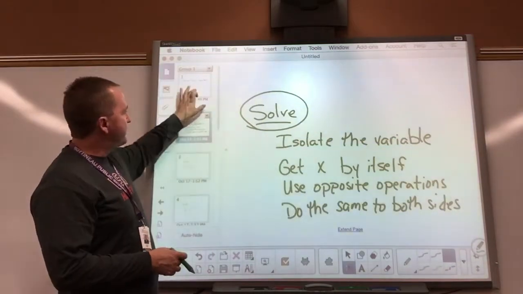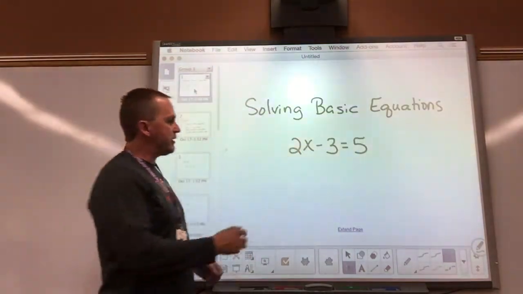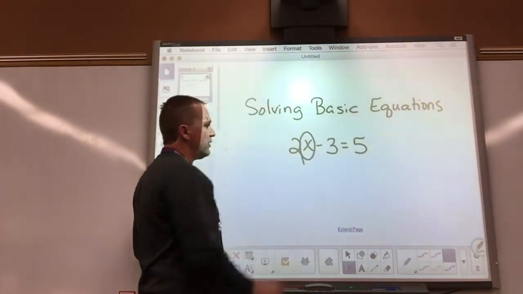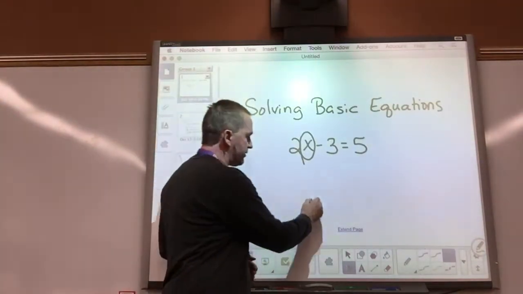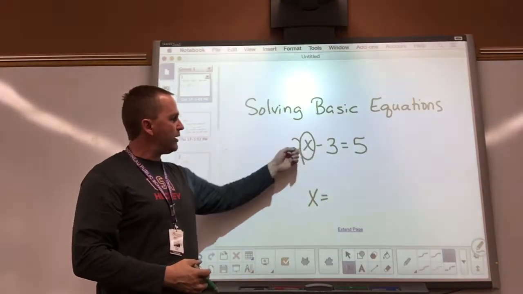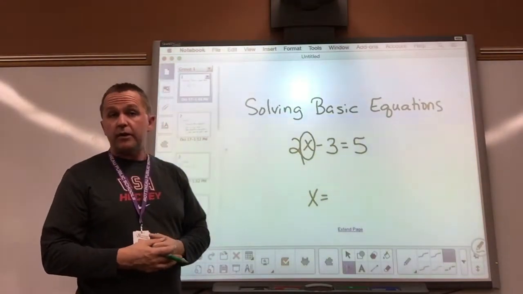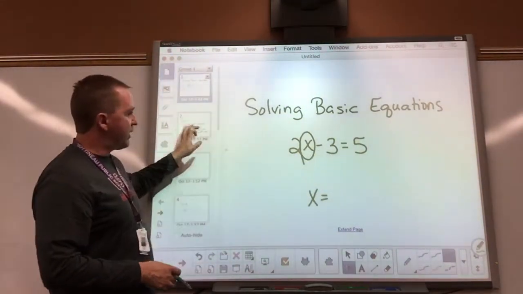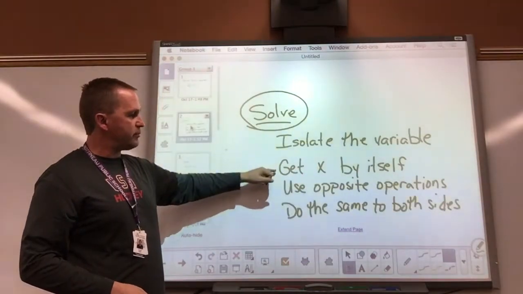So in this case right here, I'd love to take this equation and ultimately in the end, I would like to have that thing all by itself, which means I would love to have x equals. I'd like to get rid of that 3 and that 2 that are on the same side there. So that's my goal here, to isolate the variable, getting x by itself.